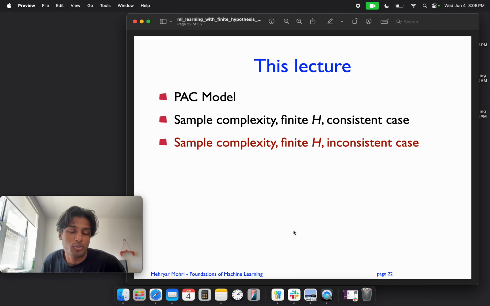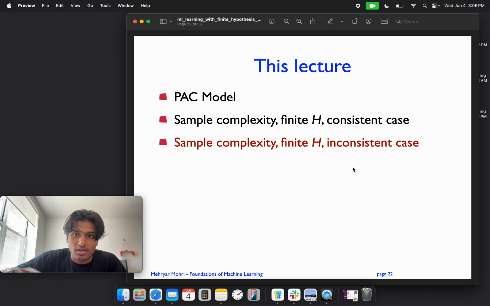This is now part 2.3 of the lecture where we're discussing finite hypothesis sets. Here we are concerned about the inconsistent case. What does inconsistent mean? Well, we saw in the consistent case that the algorithm was able to return a hypothesis which had zero error on the test sample, right? Inconsistent means that the algorithm returns a hypothesis which does not have zero error. Basically, no such hypothesis exists which is right on all samples.